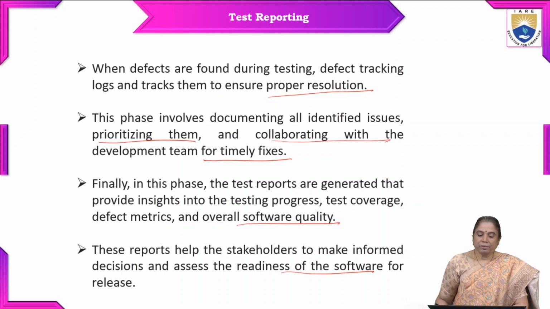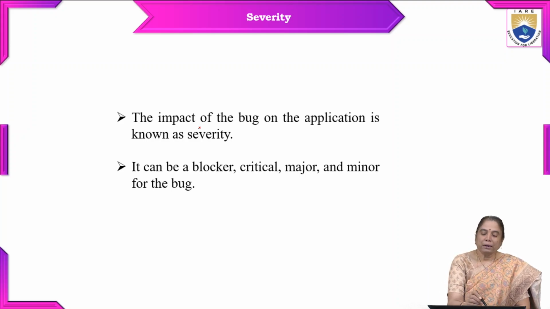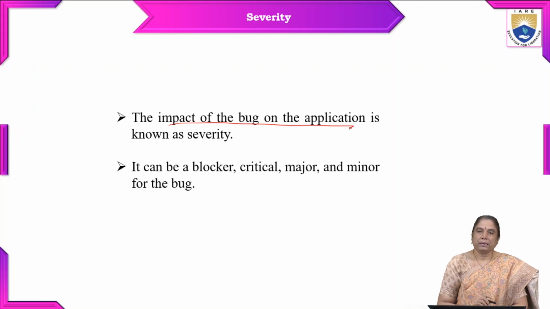The metrics play a major role in the testing process. For defect metrics, generally two metrics are used. One is severity, the second one is priority. What does severity mean? It is used to assess the impact of the bug on the application. A variety of severity levels are generally used, that are blocker, critical, major, and minor for the bug.